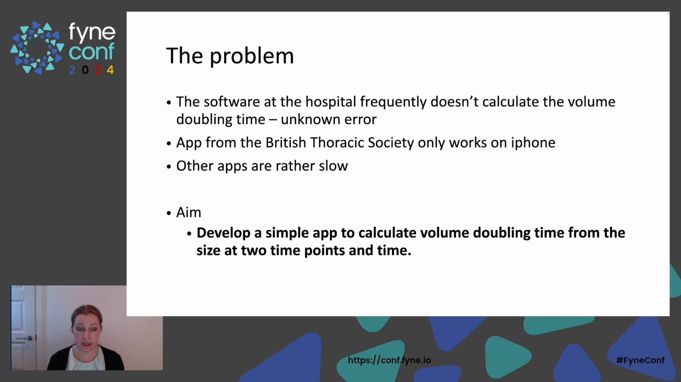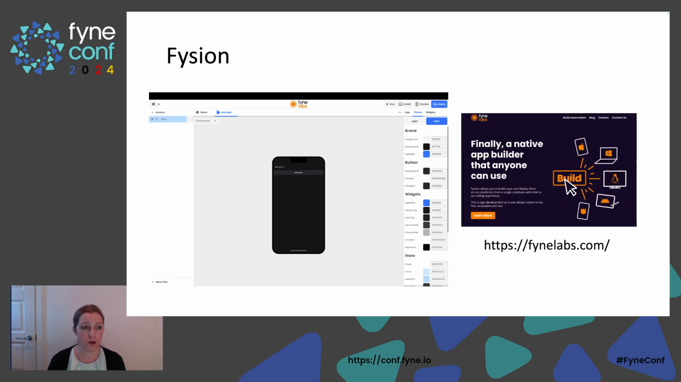So the aim of this project was to develop a simple app to calculate volume doubling time from 2 sizes at 2 time points, and to have this displayed on my app rapidly. So for this, I'm using Fission, which is from FyneLabs. You can sign up to download it here.